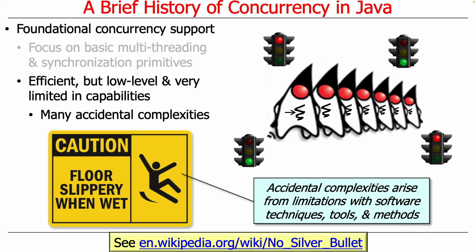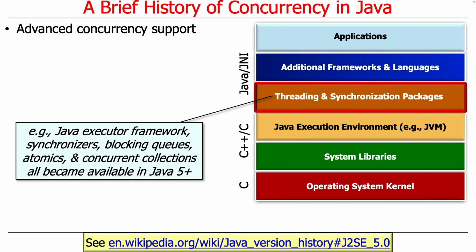So you can learn more about some of the problems with these mechanisms. But in a nutshell, they were too low level for their own good, even though they were very efficient. Therefore, Java 5 came along in 2004 and added a slew of other stuff. The executor framework, a whole slew of other synchronizers, things like reentrant lock and reentrant read-write lock, and semaphore, blocking queues, array blocking queue, link blocking queue, atomics, atomic integer, atomic boolean, concurrent collections, concurrent hash map. All those things became available in Java 5.